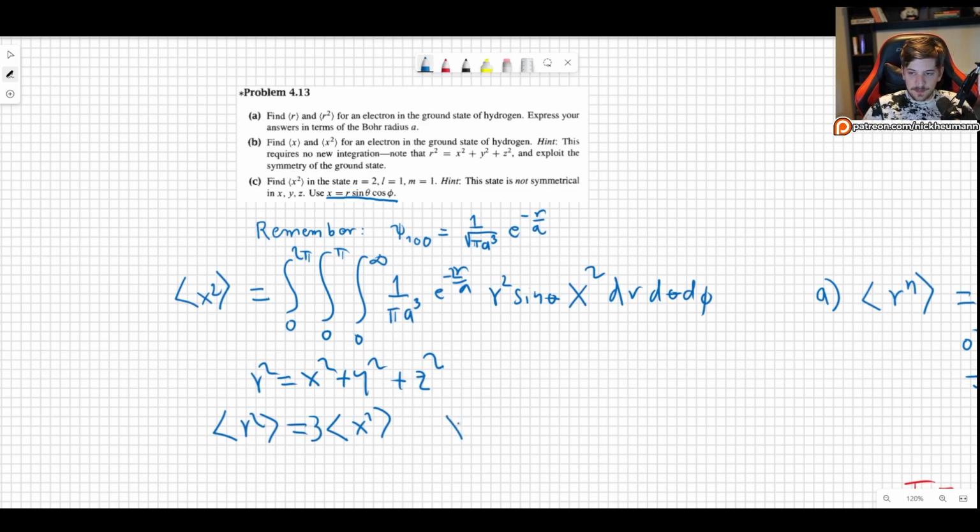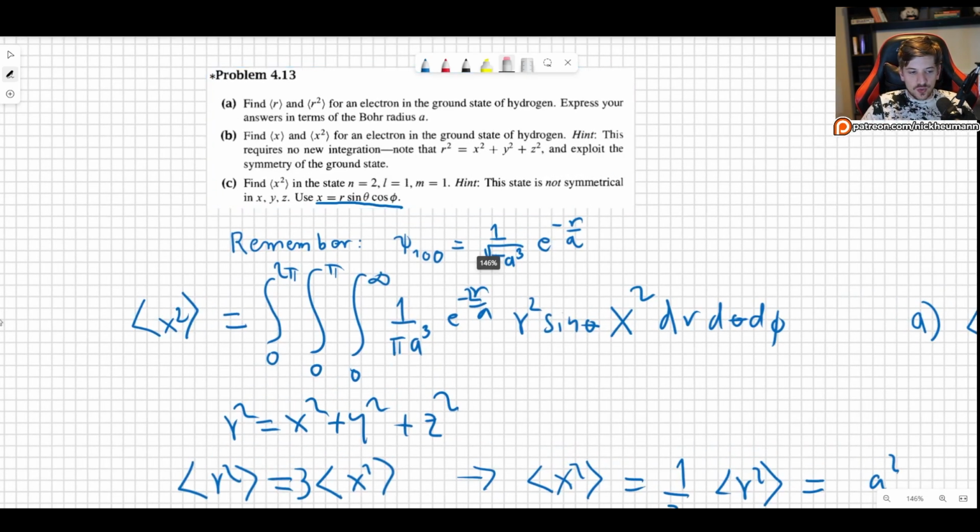So that means that the expectation value of x squared is simply 1/3 of the expectation value of r squared, which we know is 3a squared, right? So we take 1/3 and we simply get a squared. Okay, so there we did part b without having to go through any lengthy trouble.